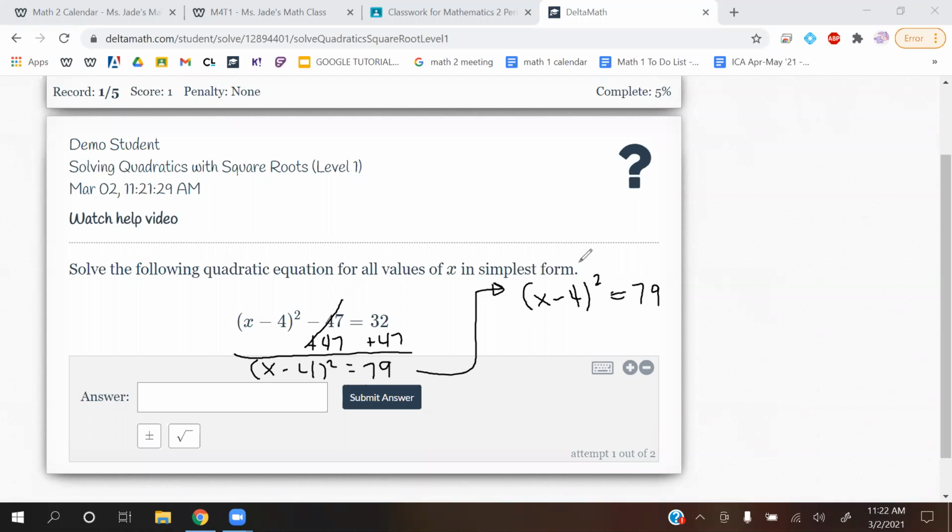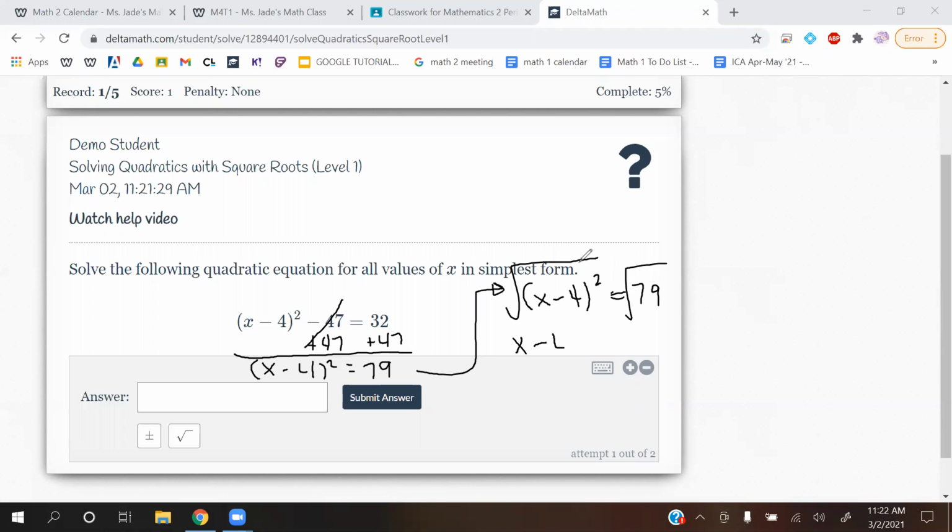I didn't change anything. I just rewrote it because I need more space. So now that we got the parentheses squared is equal to 79, we want to get the parentheses on its own by square rooting everything. So I'm going to square root both sides. The square root and the squared cancel out.